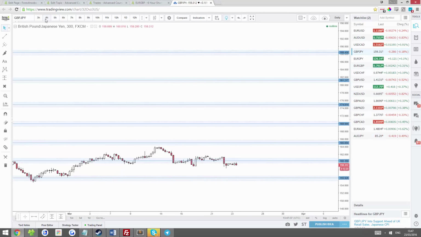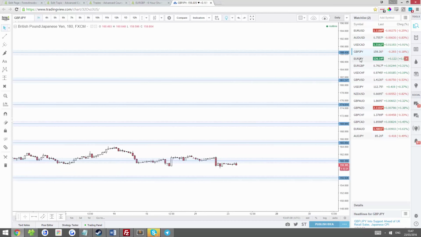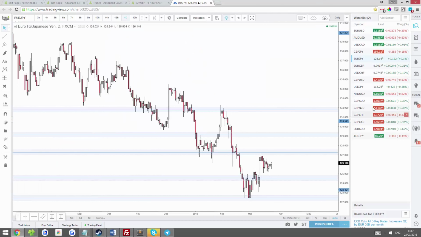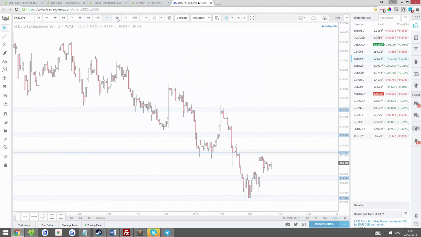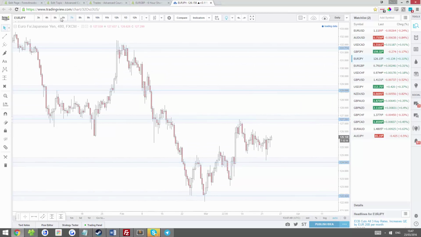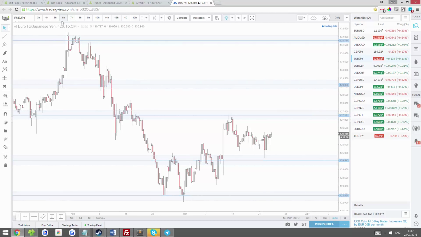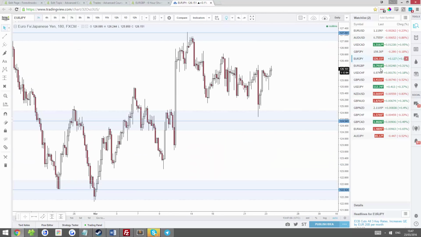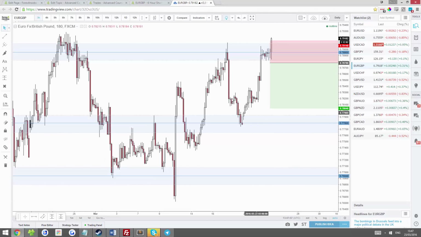All right, nothing much happening on GBP/JPY, so let's go EURJPY. EURJPY is in between 2 support resistance areas, so not much going on there. Yeah, no potential for anything here. I keep missing time frames. Yeah. All right, nothing there.